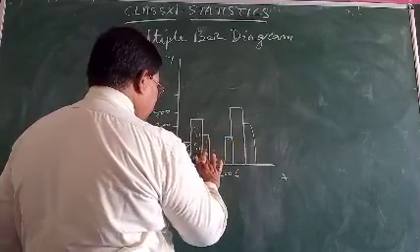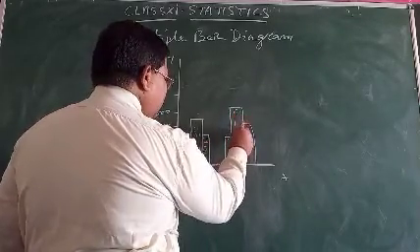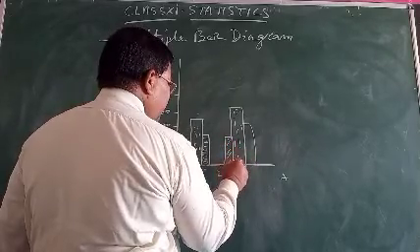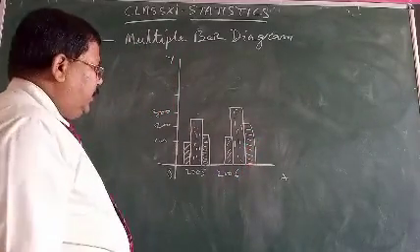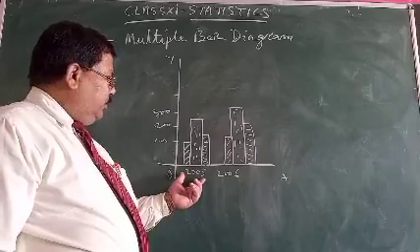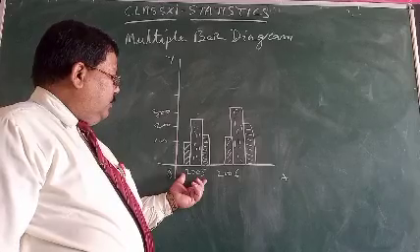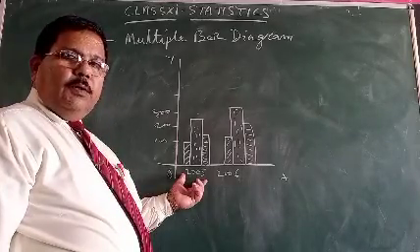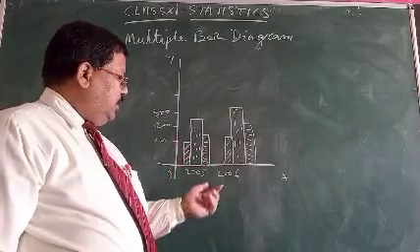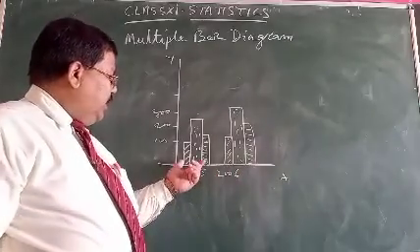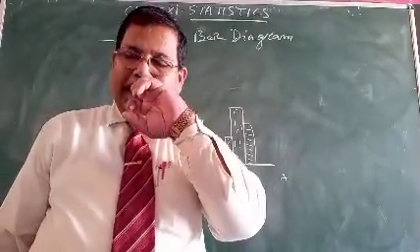this way. Sorry. This is the production of wheat, this is the production of pulse, this is the production of rice. In this way, in a single diagram, we can represent multiple objects, that is production of pulse, wheat and rice in different years, and you can easily compare one year's production with another year's production. This is called multiple bar diagram.